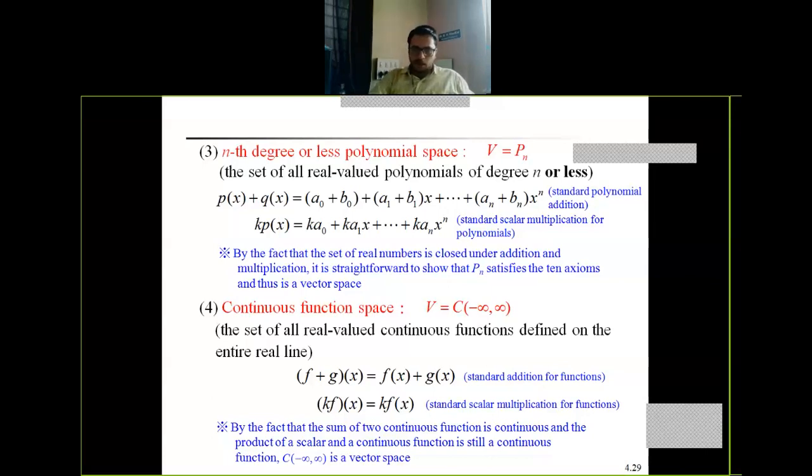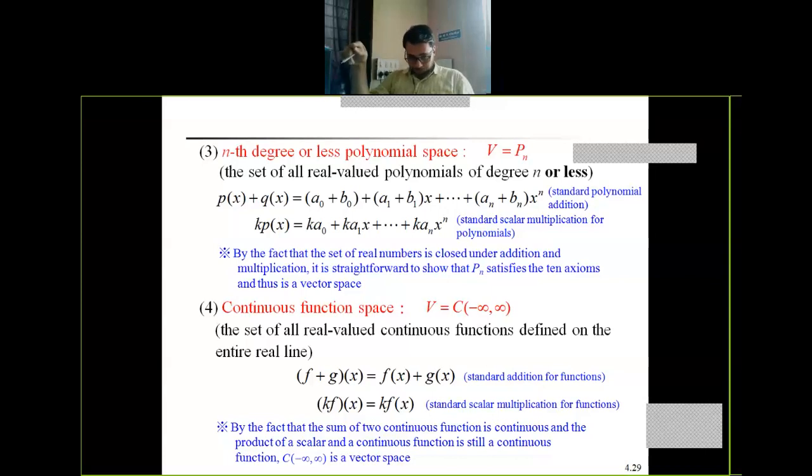Okay, I think these are sufficient examples, but we'll still see more and more. We'll solve one or two examples on paper so that you will get the feel. But before that, we will see the fourth example. The fourth example here is the continuous function space. Let V be equal to C from minus infinity to infinity.